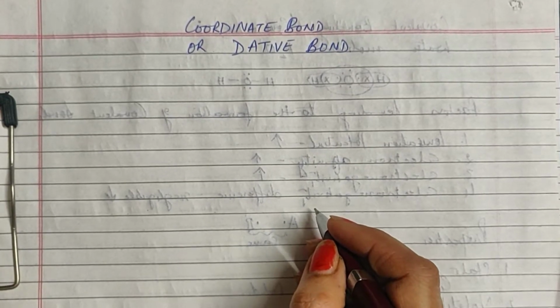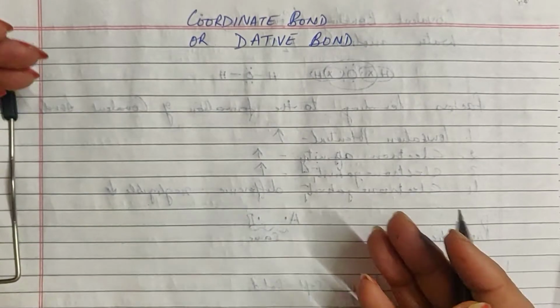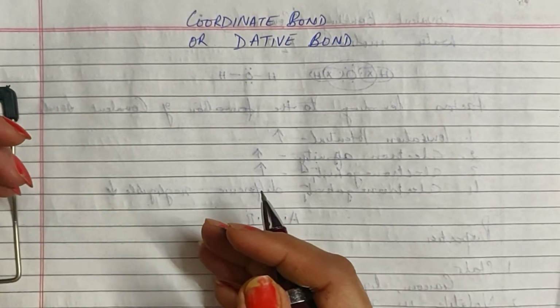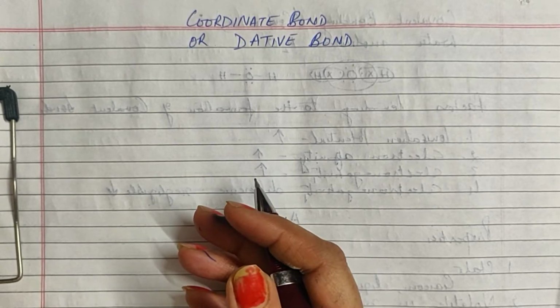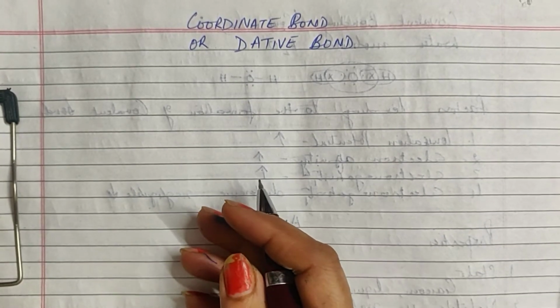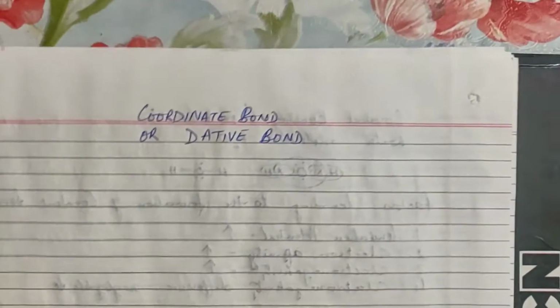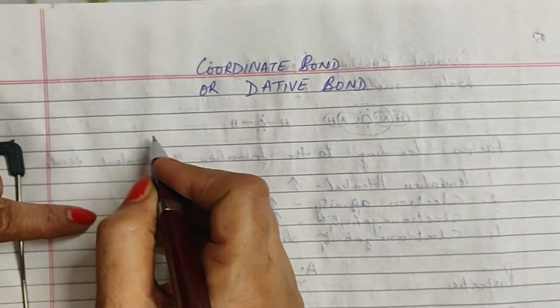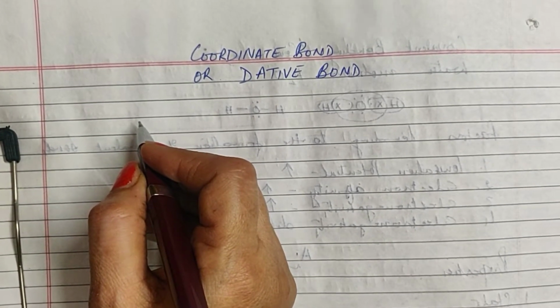Now in the covalent bond, you have already seen that the sharing of electrons takes place. The combining atoms, both of them contribute in sharing of whatever number of electrons, 1, 2 or 3, and that is how a strong bond is formed between them. A coordinate bond is a special kind of covalent bond where the sharing takes place only from one side, the other atom does not contribute anything.